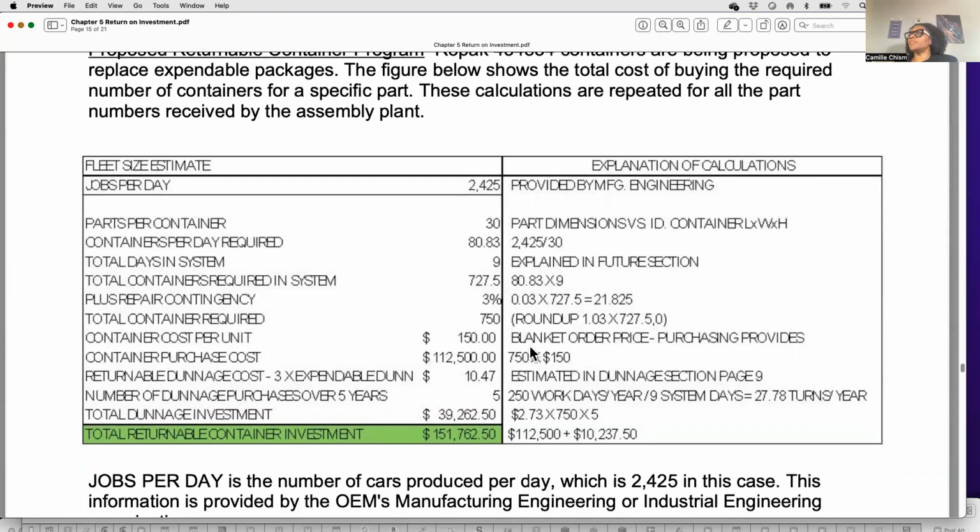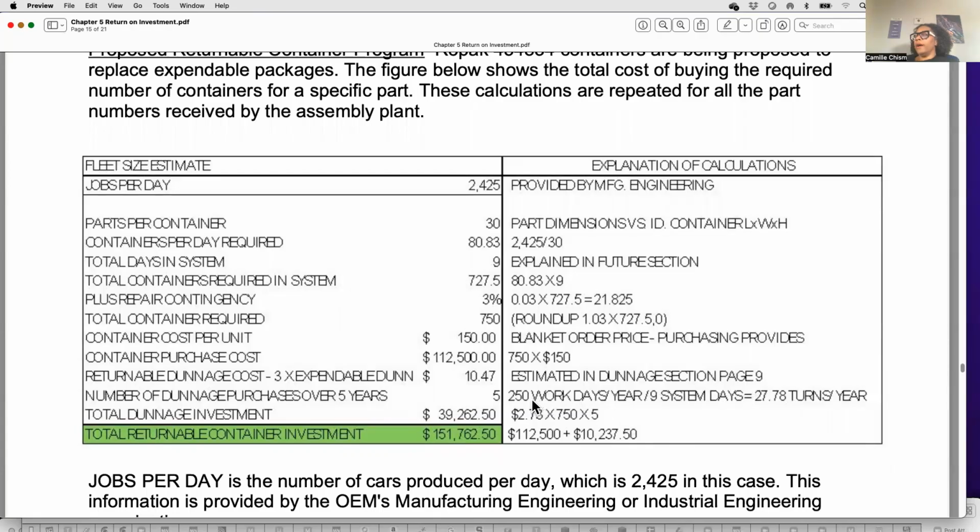And then just some basic information like this price. So they're saying where their price came from. This came from purchasing. So this is telling leadership, we're giving you this calculation, and we know that this $150 is accurate because purchasing gave us that information and confirmed it. This tells you how they came to this calculation, $750 for the fleet times the cost. This is what they estimated, and that's in a different section.